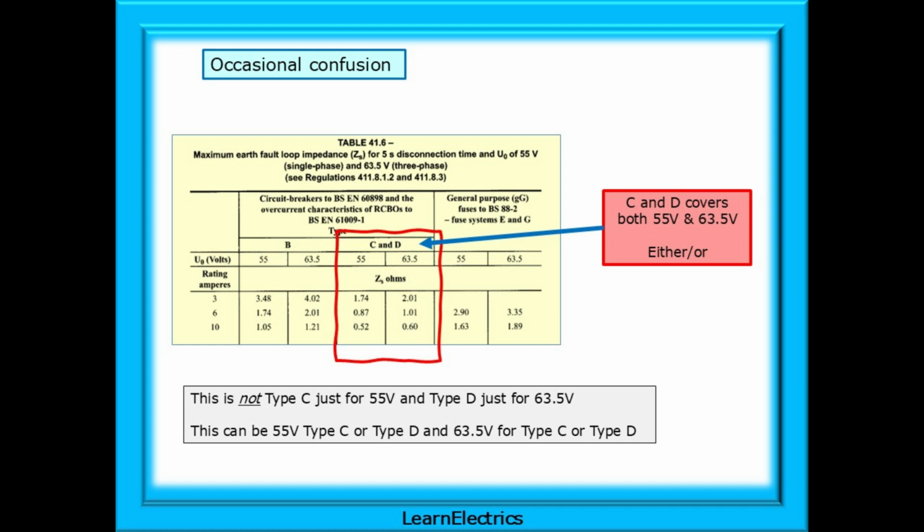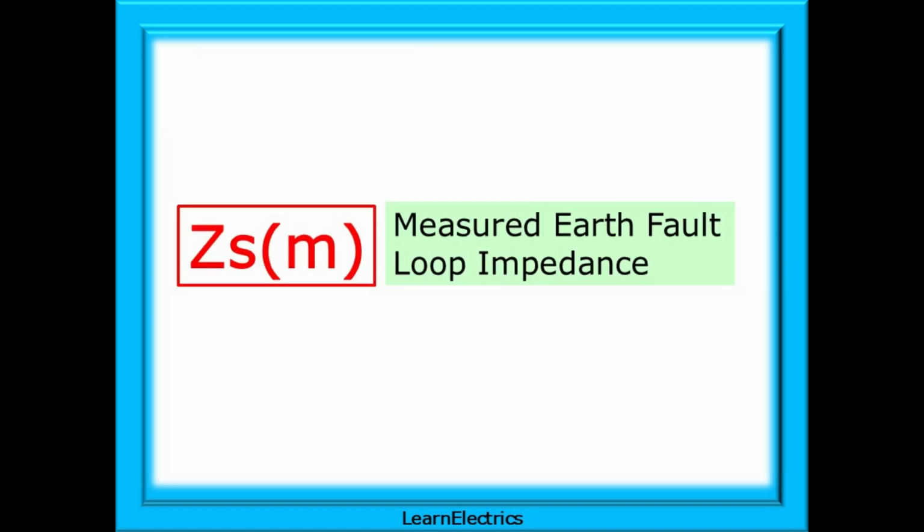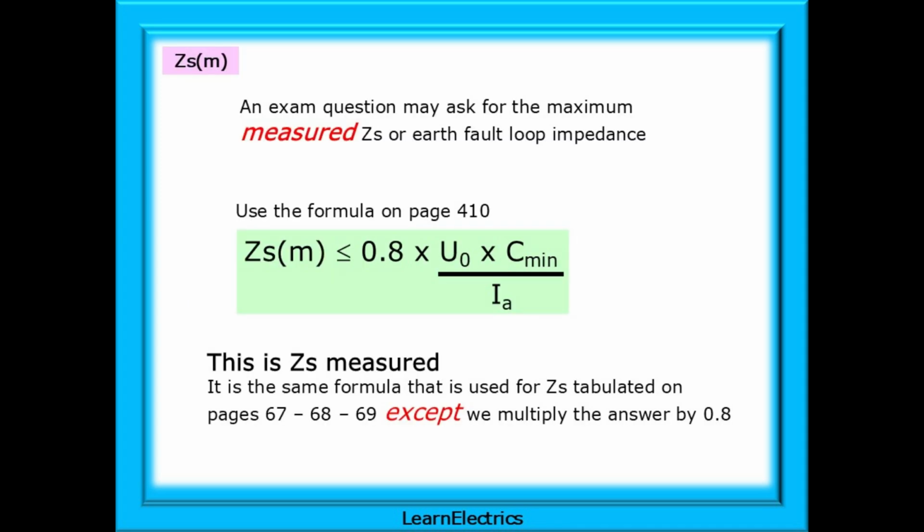This can be 55 volts type C or type D and 63.5 volts for type C or type D. Remember this one, it catches many people out. And so to ZSM, or measured earth fault loop impedance. An exam question may ask for the maximum measured ZS, or earth fault loop impedance.